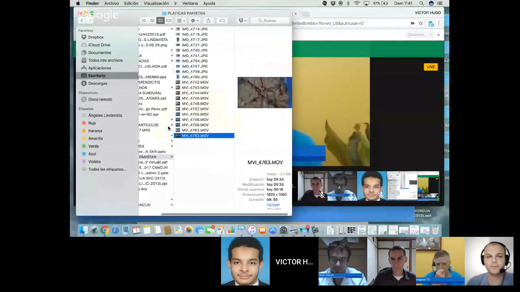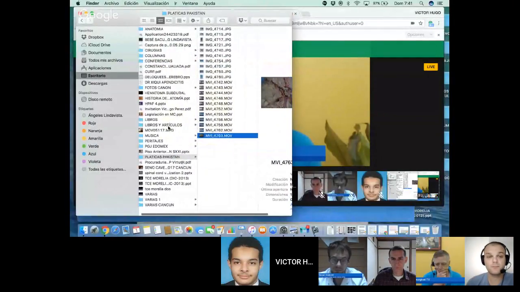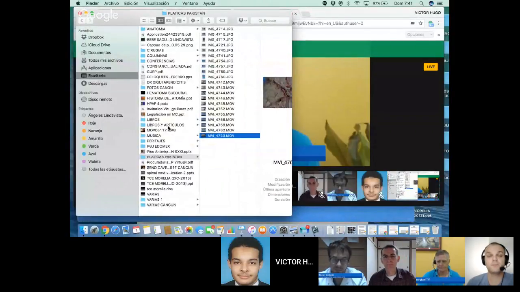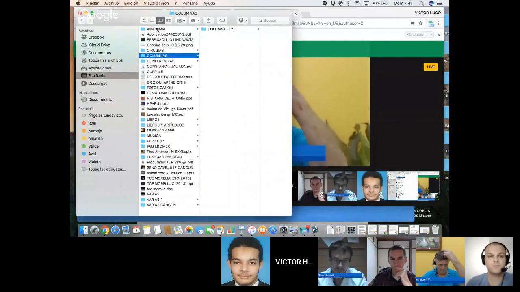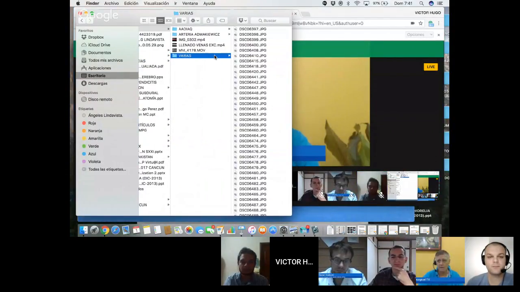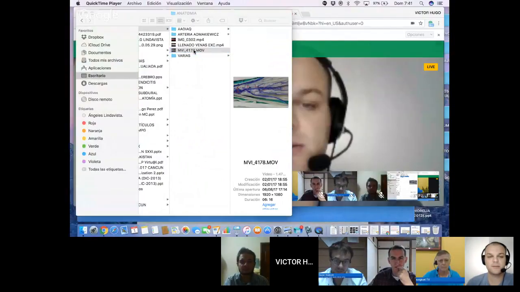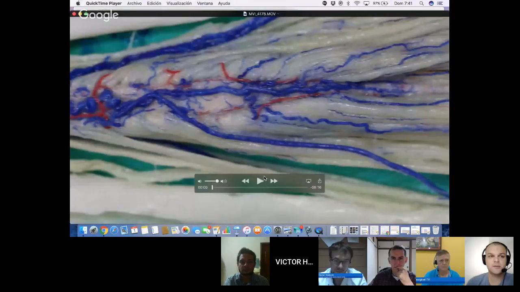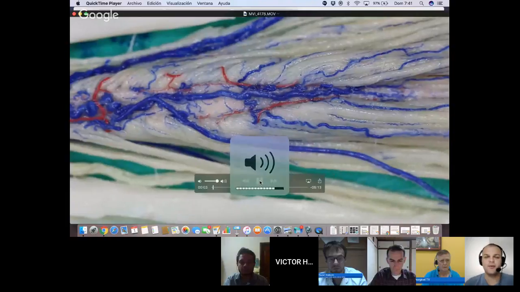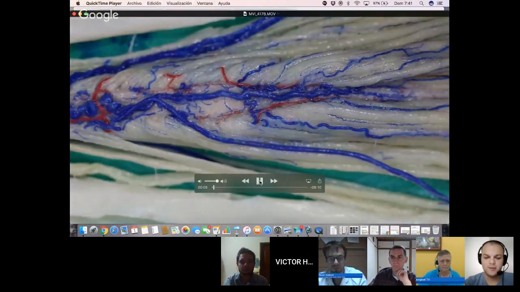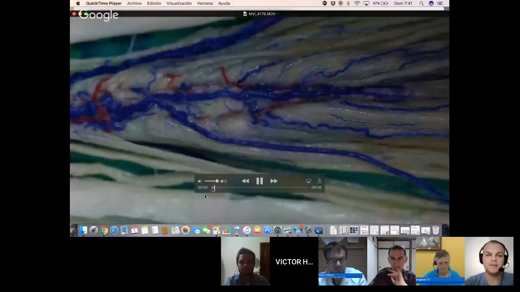Now I am doing some research in spinal cord, specifically the vascular anatomy of the spinal cord. Let me show you some videos of this. Do you see it? Yes. Very beautiful dissection. This is the cauda equina.